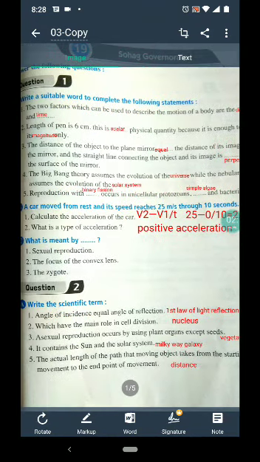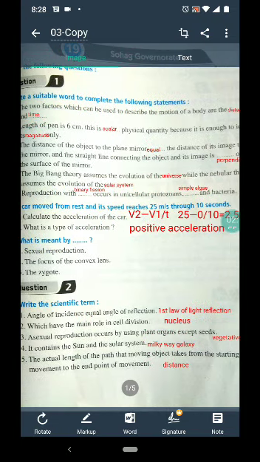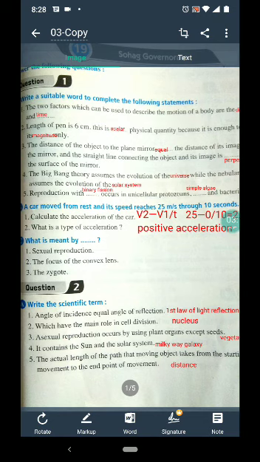C. What is meant by sexual reproduction? It occurs in most higher living organisms through two living organisms, one of them is male and the other is female. Number 2. The focus of the convex lens. It is the point of collection of two refracted light rays. Number 3. The zygote. It's a cell that is produced due to fertilization, and it contains the complete number of chromosomes of living organisms. Question number 2.